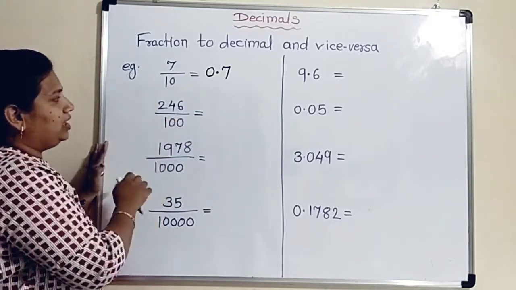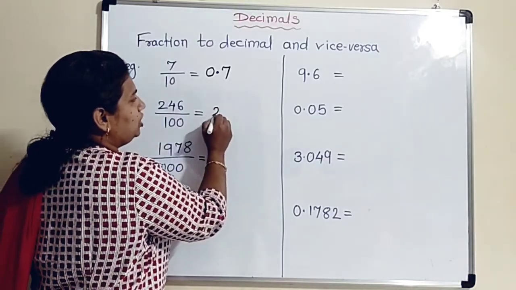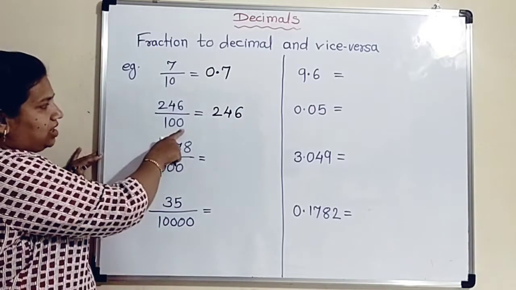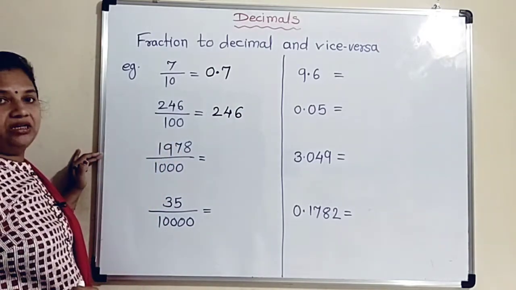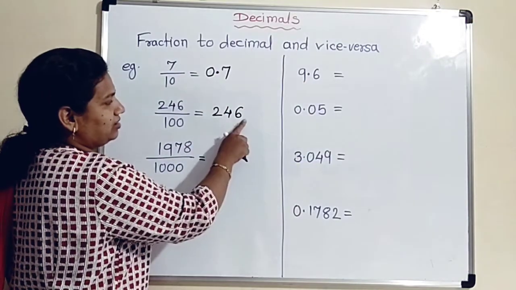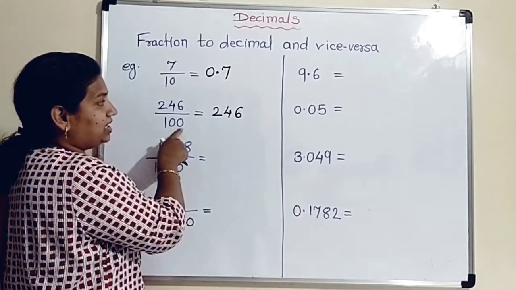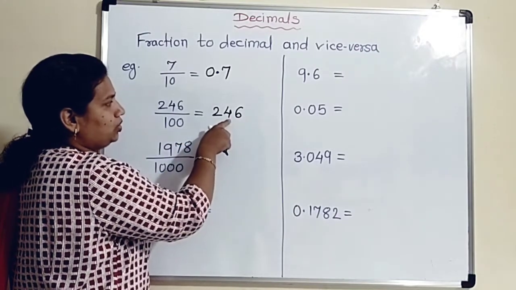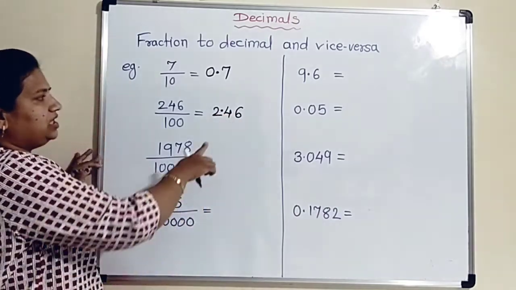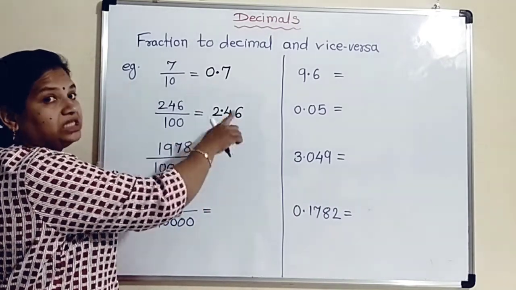The same way, as I said, write the number which is in the numerator as it is. Count the zeros in the denominator. Here there are 2 zeros. From the right hand side, rightmost digit, count 2 places as there are 2 zeros: 1, 2, and before that put a decimal point. So the decimal conversion of this fraction is 2.46.